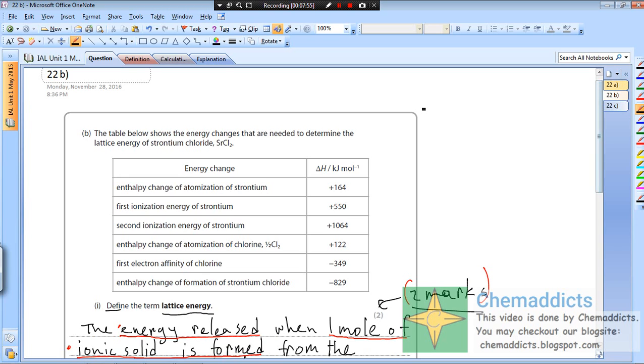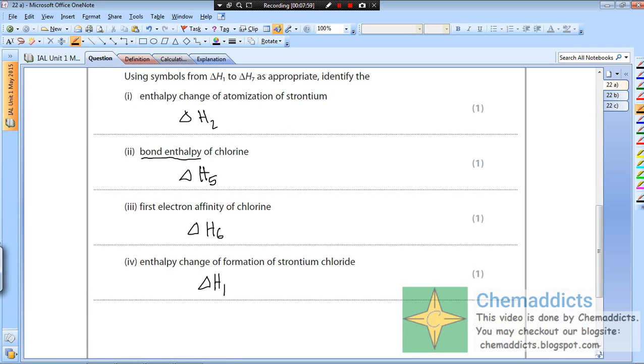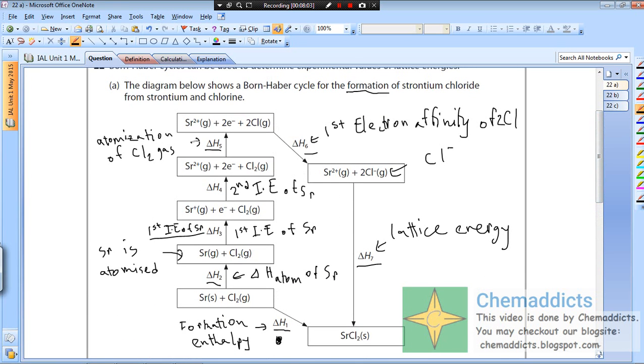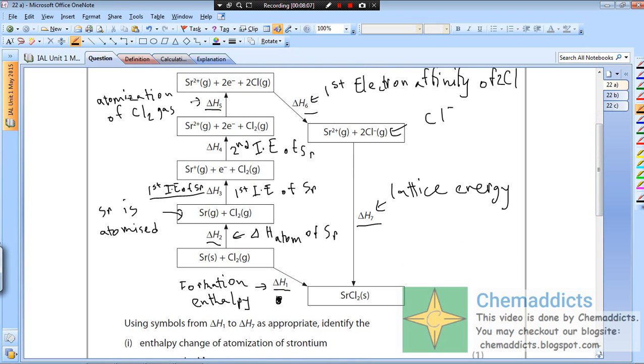By the way, let us have a look at the Born-Haber cycle here. If we have a look here, we can see that the lattice energy is on one side. This would be on one side since this is in one direction here.